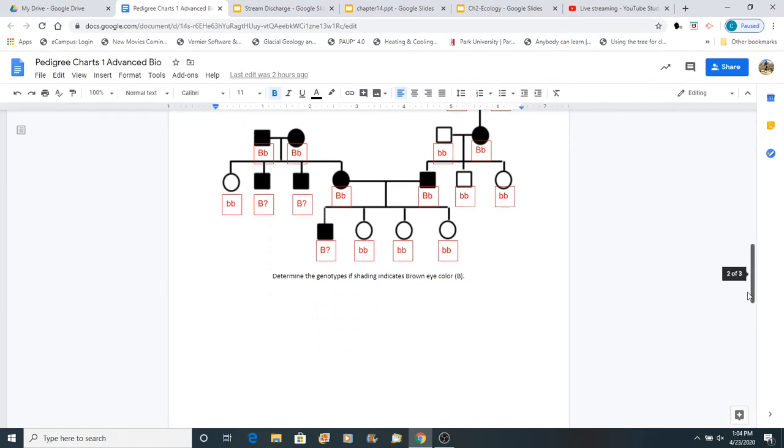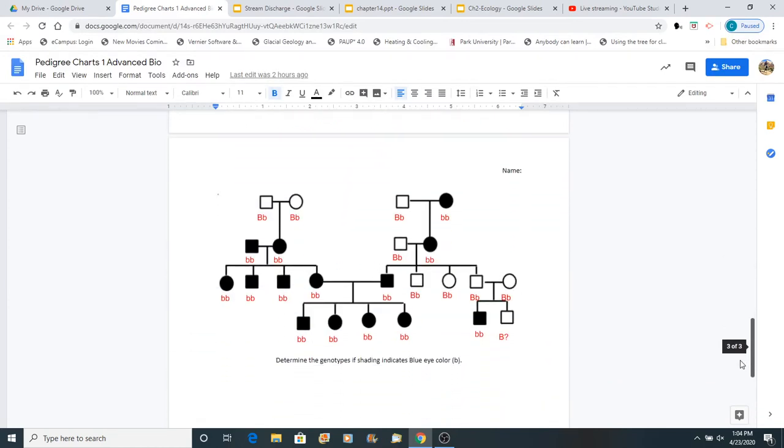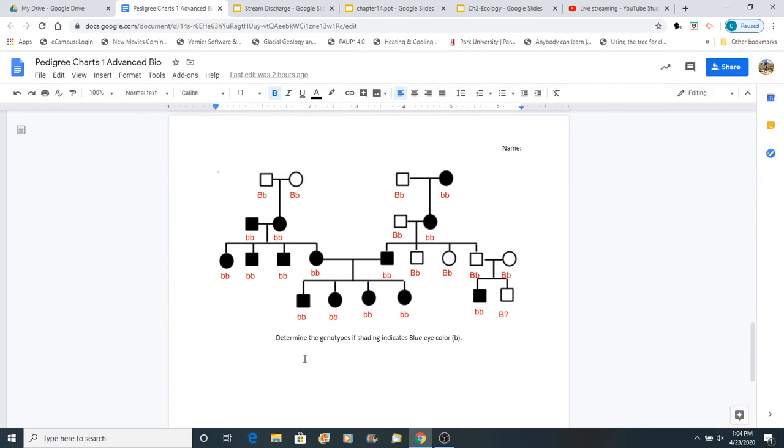All right, so the second one, as we look down here. This one's a little more elaborate, but it says determine the genotypes if the shading indicates blue eye color. So now those that are shaded, we are looking at the recessive trait, not the dominant trait. So we flipped it up. All of those that are shaded black in this case have little b, little b. As you can tell, every single one of them has little b, little b.